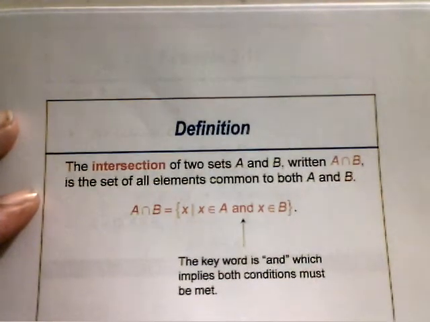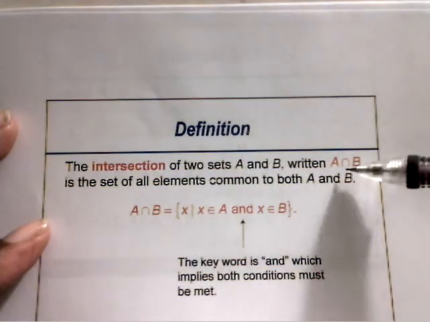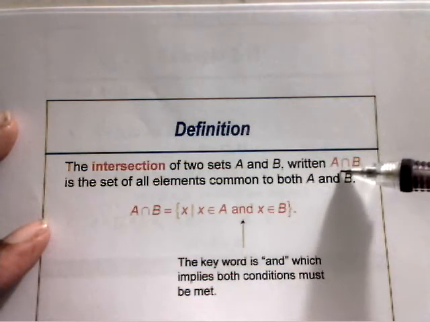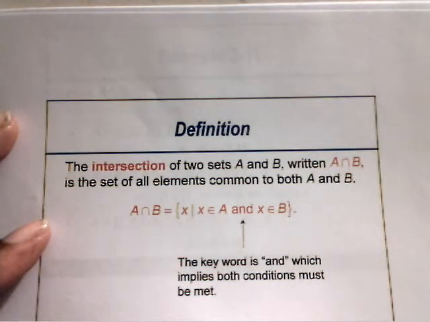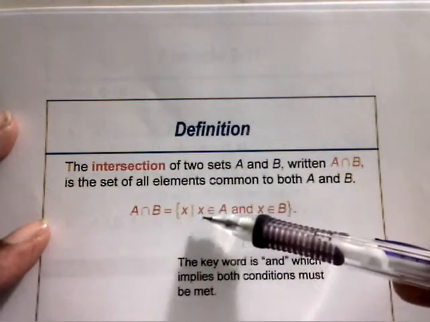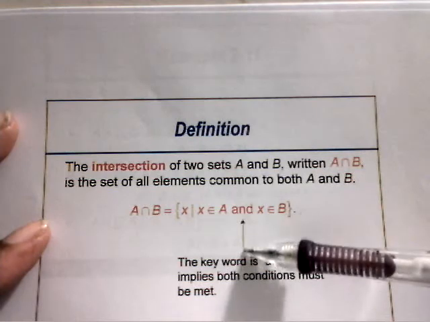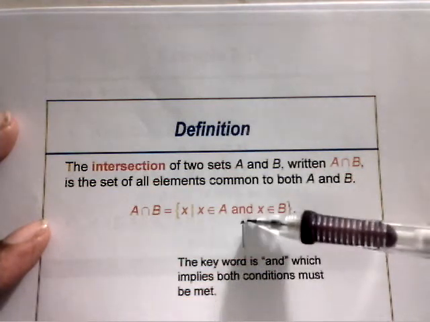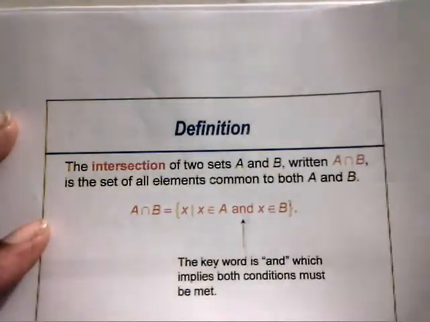And this is the formal definition of what an intersection is. The intersection of two sets A and B is going to be written as A, an upside down U, then B. That's the set of all elements common to both A and B. In set builder notation, we can write that as the set of all x such that x is an element of A and x is an element of B. The key word for the intersection is "and," which means that both conditions must be met.